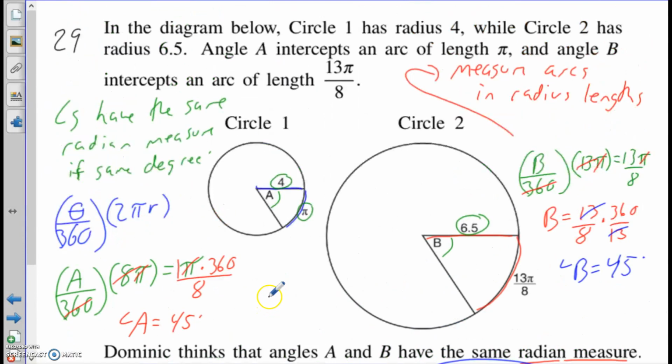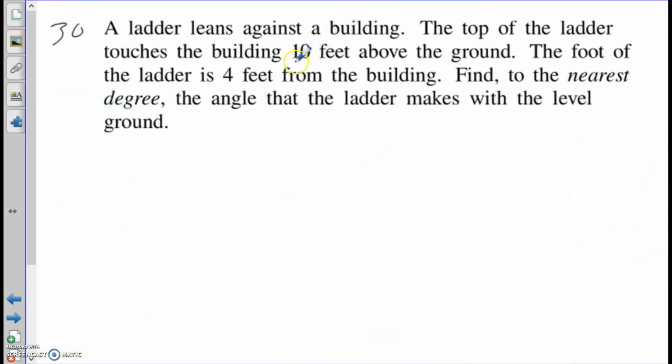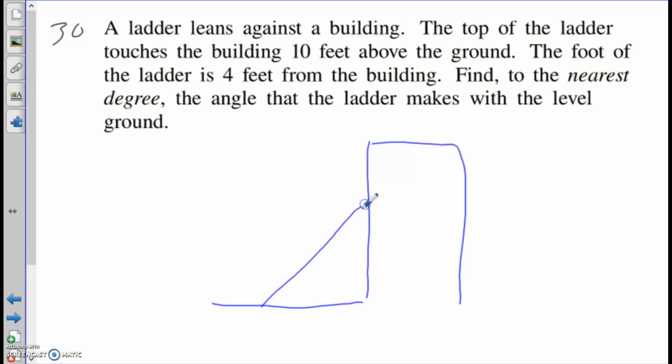All right, so that's that for arc lengths. Let's check out 30 and see if we want to try to do this. Yeah, I think we get 30 in and still make this about a 13-minute video. A ladder leans against the building. There's always ladders leaning against buildings in geometry class. So here is our building here, and you have a ladder leaning against the building. The top of the ladder touches the building 10 feet above the ground.